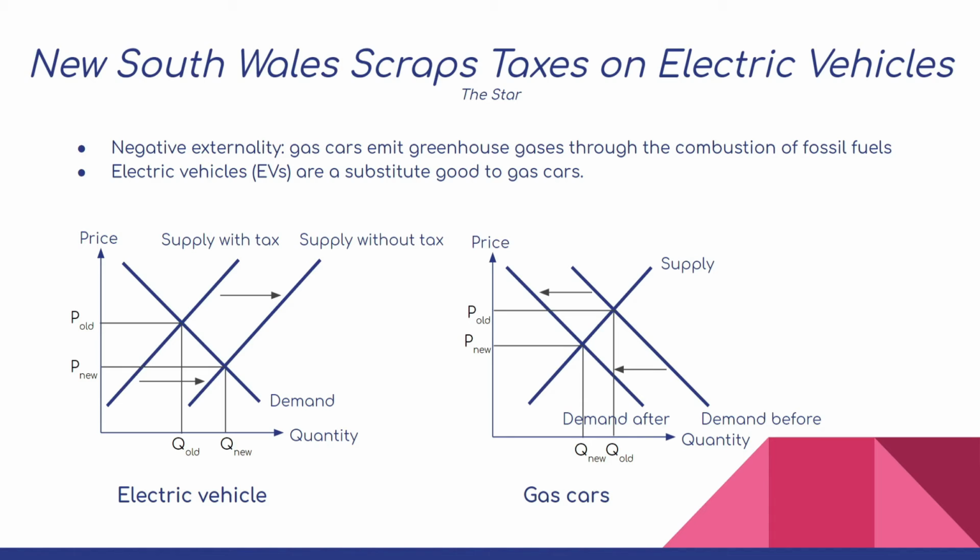With the decrease in taxes on electric vehicles, the supply of electric vehicles will increase. This will lead to a new equilibrium between demand and supply at a lower price and a higher quantity, as shown on the diagram on the left. Since electric vehicles are a substitute good to gas cars, the fall in price of electric vehicles will lead to a decrease in demand for gas cars. This decrease in demand will lead to a lower equilibrium quantity, which will reduce the number of gas cars being purchased, which ultimately leads to fewer greenhouse gases being emitted to the atmosphere.